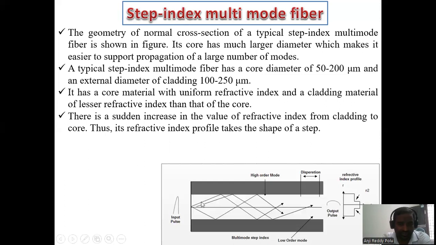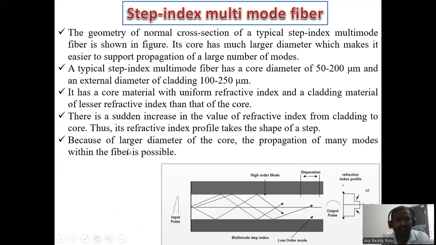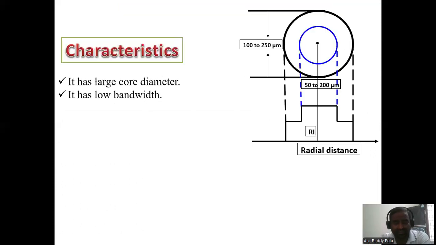Okay, this is the core and this is the cladding. When we are moving from cladding to core, the refractive index changes suddenly at the boundary. There is a sharp increase in the value of refractive index from cladding to core. Thus, its refractive index profile takes the shape of a step. Because of larger diameter of the core, the propagation of many modes within the fiber is possible. Because of the larger diameter, we can send more number of light rays. This is the diagram, almost the same as what we have seen in single mode.